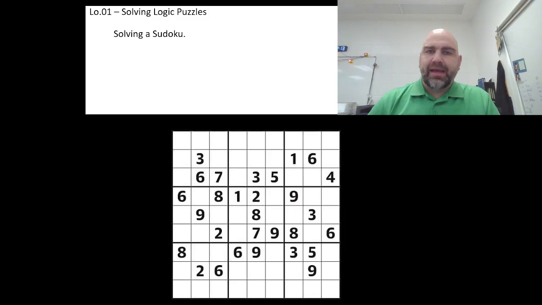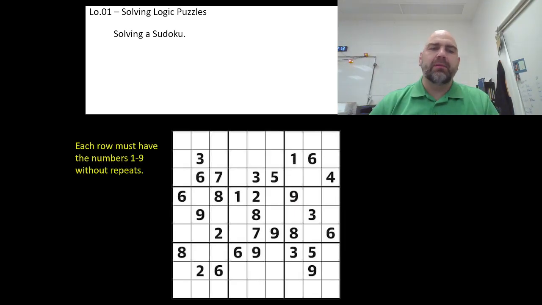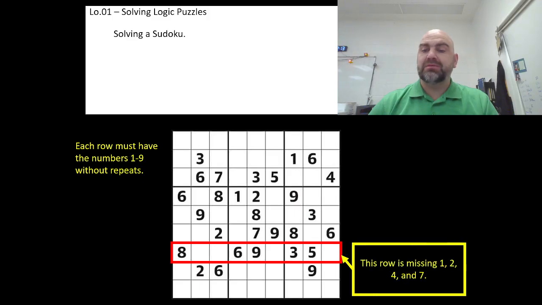So with a Sudoku, a couple things to be aware of. Number one, each row must have the numbers 1 through 9 without repeats. So if we look at this row right here, just a random row, it has the numbers 8, 6, 9, 2, 3, and 5, which means it's missing 1, 2, 4, and 7. Therefore, somewhere in that row, we have to put the numbers 1, 2, 4, and 7. Okay, we're not going to put anything else. We're not going to put a second 9 in there or a second 5. We cannot have any repeats.